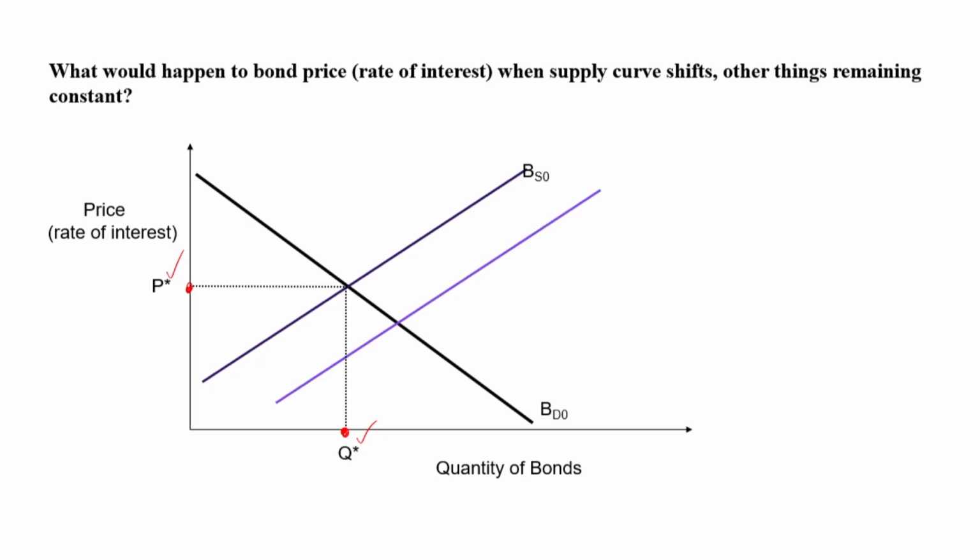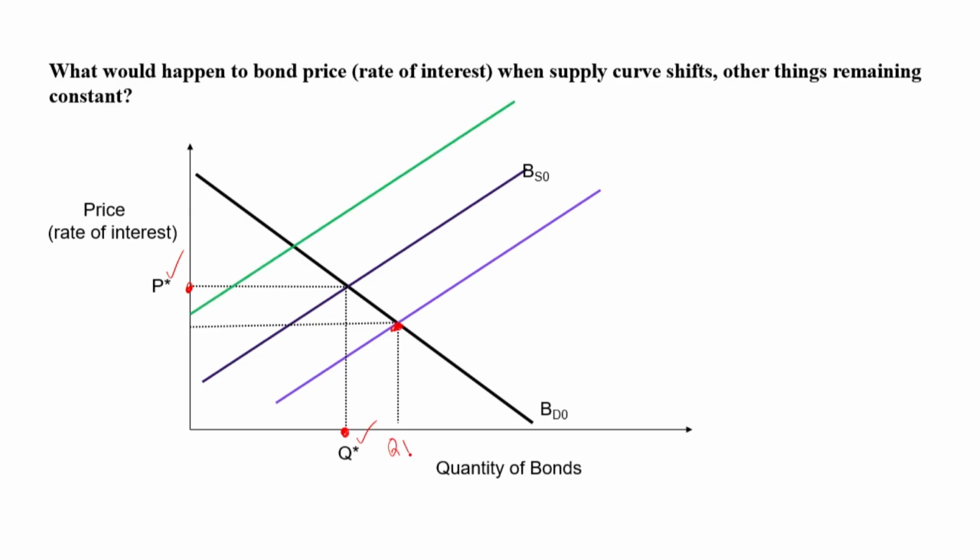So let us see what is going to happen. The supply curve shifts right. So you can see that the bond price declines. Bond price decline means the rate of interest is going to increase. When the rate of interest increases, the demanders of bonds, that is the lenders, are going to lend more. They are going to lend this much.